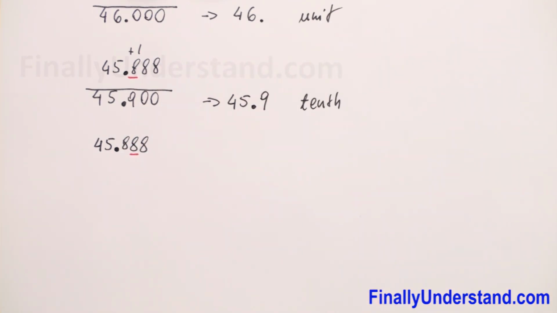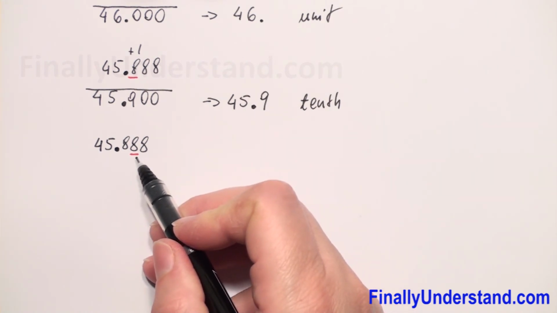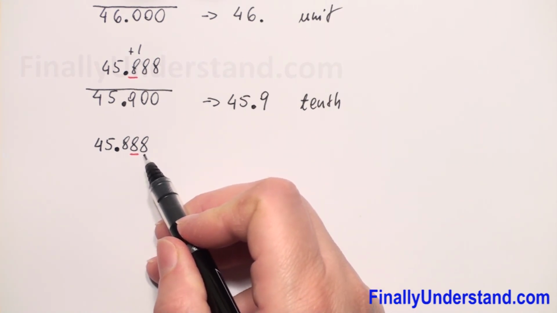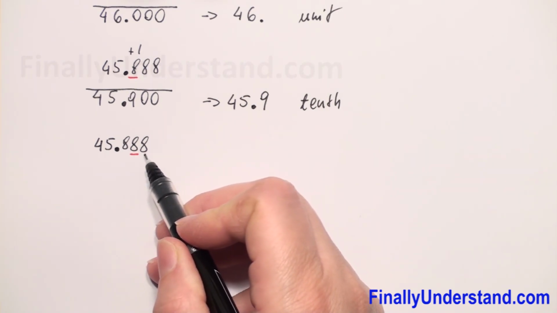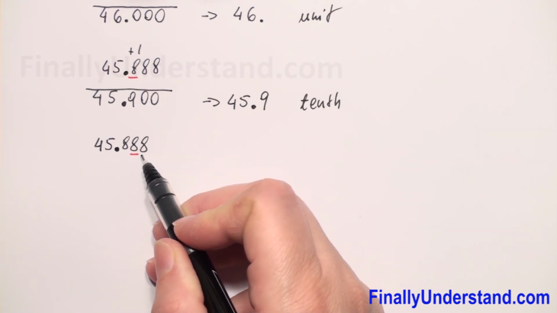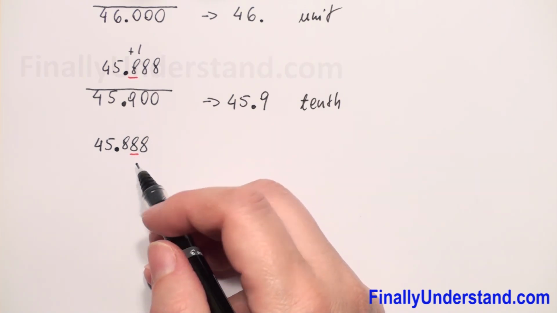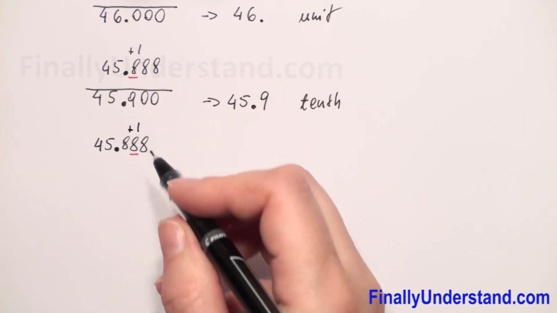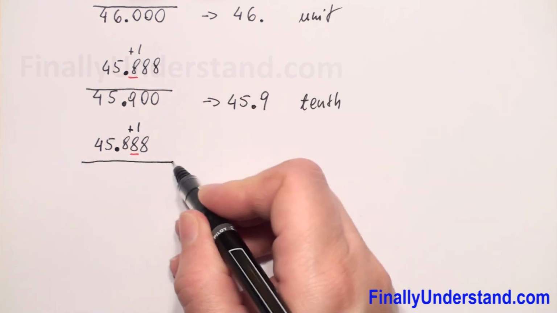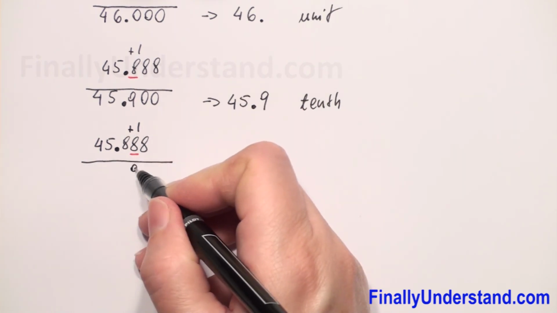Now we use the same rule which we use to round whole numbers. We need to check the digit after the underlined digit. After it we have 8, which is more than 5. When we have 5 or more after the underlined digit, we need to increase the underlined digit by 1. So again plus 1. 8 plus 1 gives me 9.